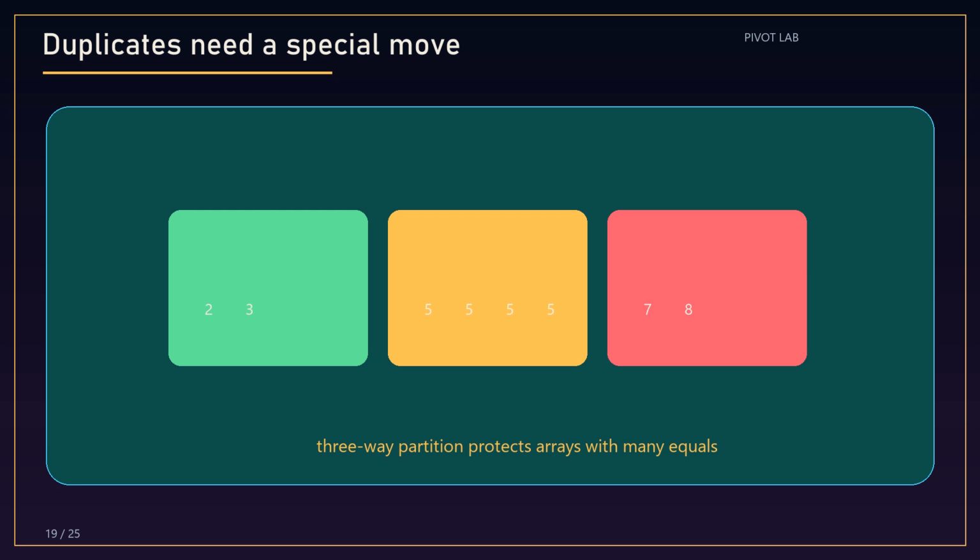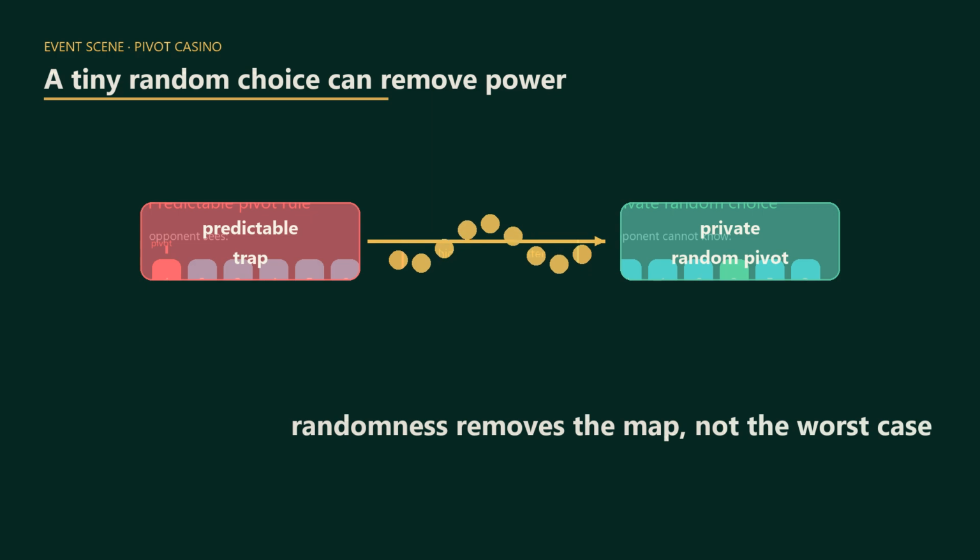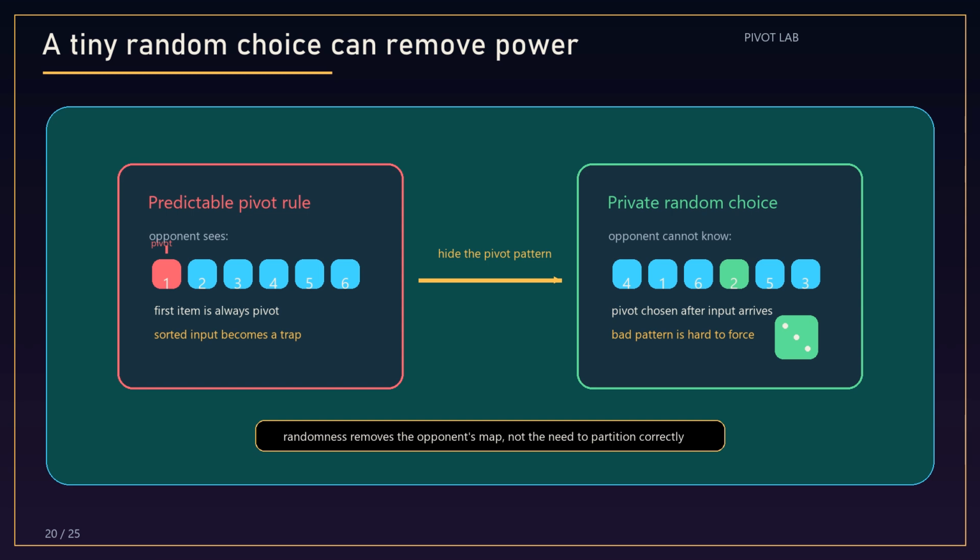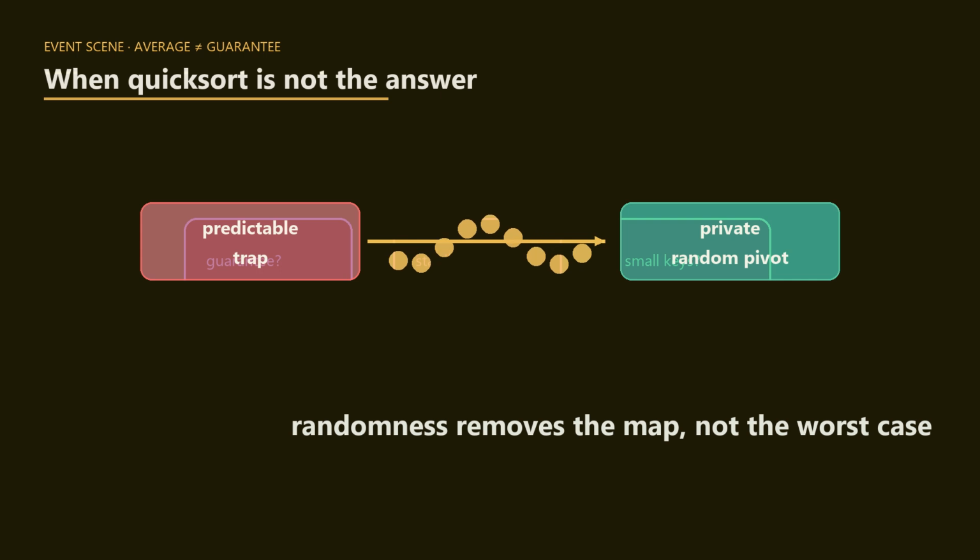Many equal keys can also hurt basic quicksort. If half the array has the same value, splitting into only less and greater can waste work. Three-way partitioning fixes this by creating a middle zone: less than pivot, equal to pivot, and greater than pivot. The deeper idea is not just about sorting. Randomization can remove power from an adversary. If the algorithm makes a private random choice, the input designer cannot know exactly where the algorithm will step. Randomness becomes controlled uncertainty.